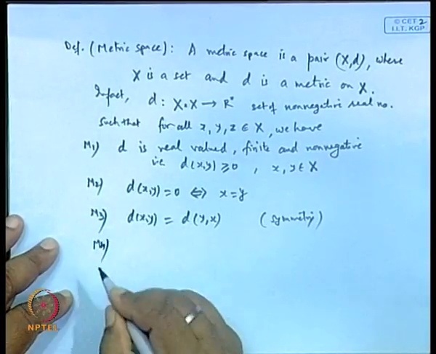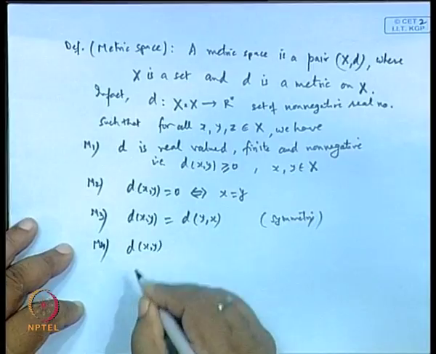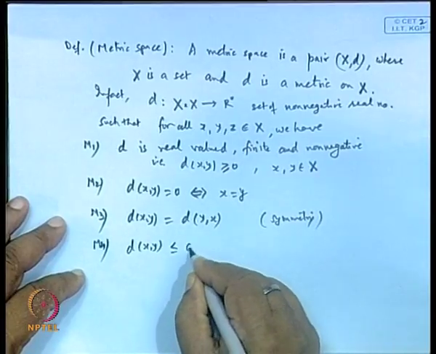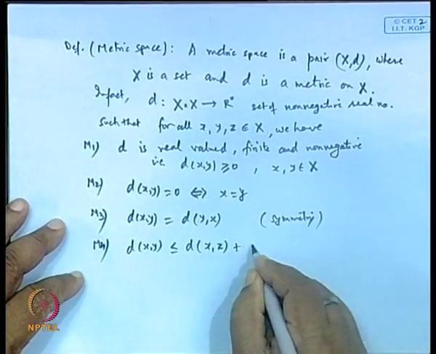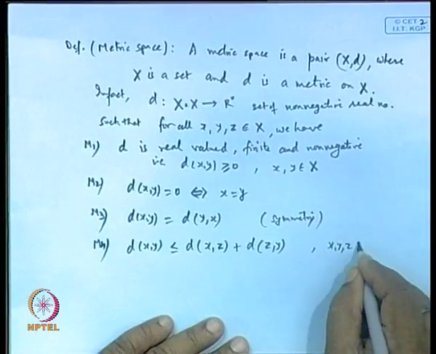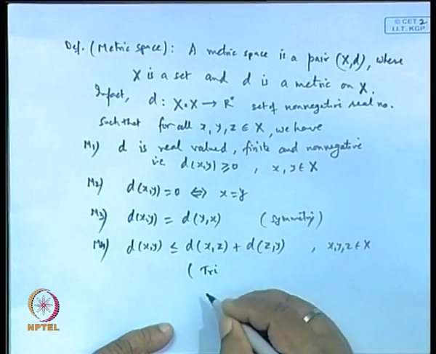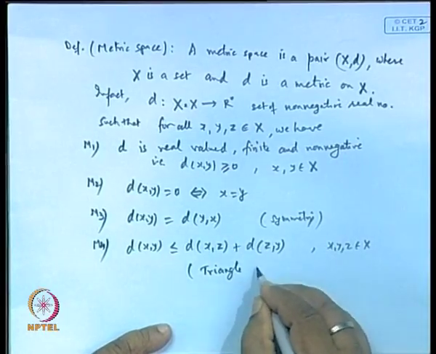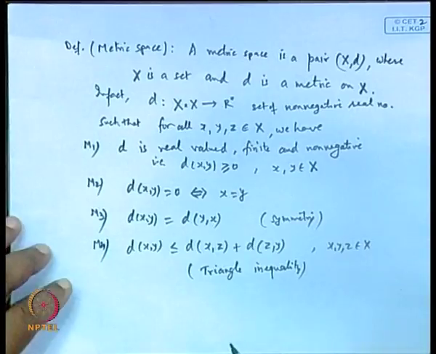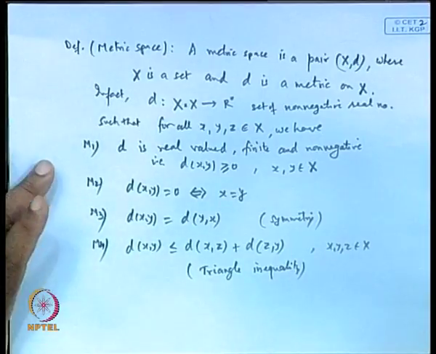And the last property, that is the triangular inequality, is d(x, y) is less than or equal to d(x, z) plus d(z, y), where x, y, z are points in capital X, and this property is known as the triangle inequality. Okay, triangle inequality. Clear?